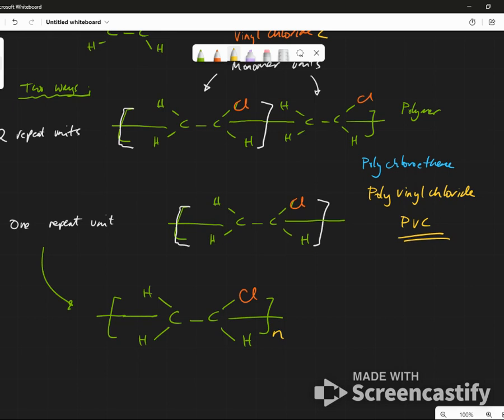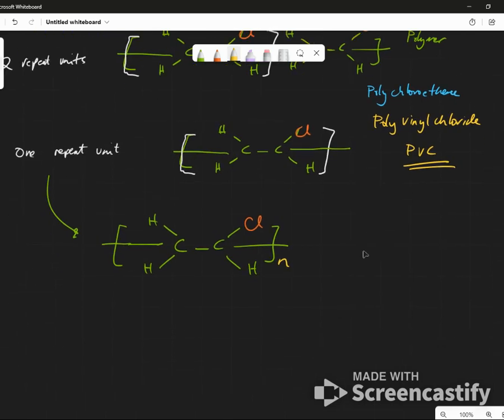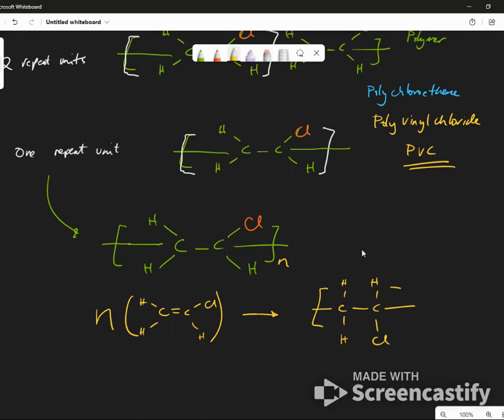Now, I've seen this in a kind of an equation way. I'm sure you'll follow this. Well, if I've got my polymer, my monomer, there's my monomer. And if I have N of these, I will get N of these. Okay, so I hope we follow the maths there, what that represents.